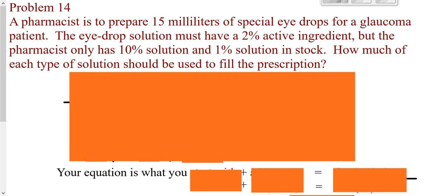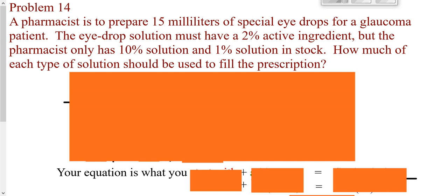So pause the video, read through this multiple times, and then we'll work this out. So the basic idea here is we need to end up with a 2% solution. So we're going to mix a little bit of the 10% with a fair amount of the 1% so that we can end up with a 2% solution. So you're starting out with 1%, you add some really concentrated 10% to raise it to a 2% overall.